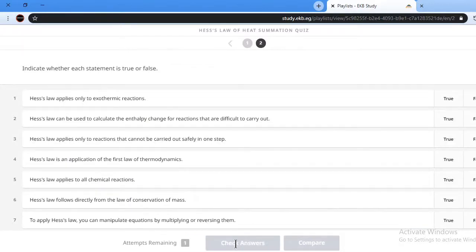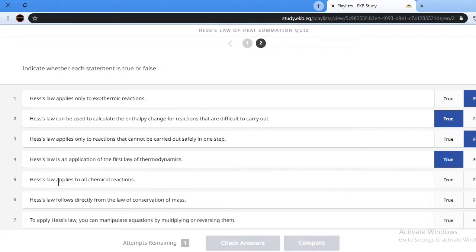Indicate whether each statement is true or false. Hess law applies only to exothermic reaction. False. Hess law can be used to calculate the enthalpy change for the reactions that are difficult to carry out. True. Hess law applies only to the reactions that cannot be carried out safely in one step. False. Hess law is an application of the first law of thermodynamics. True.